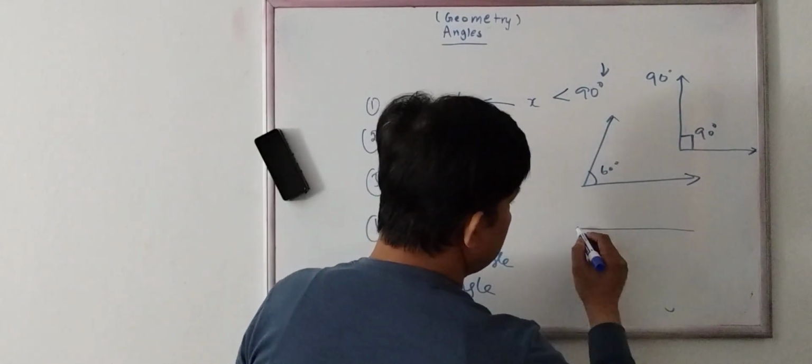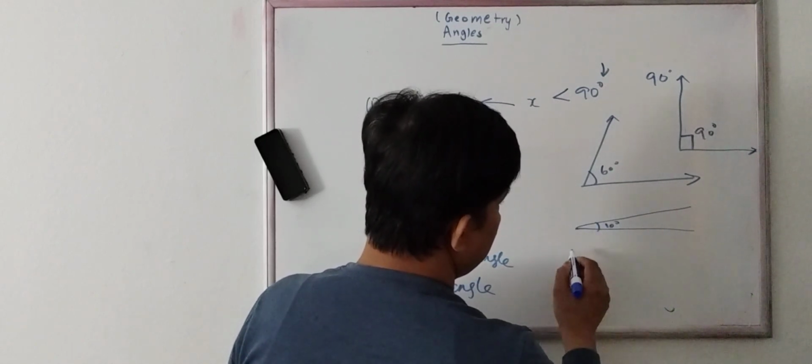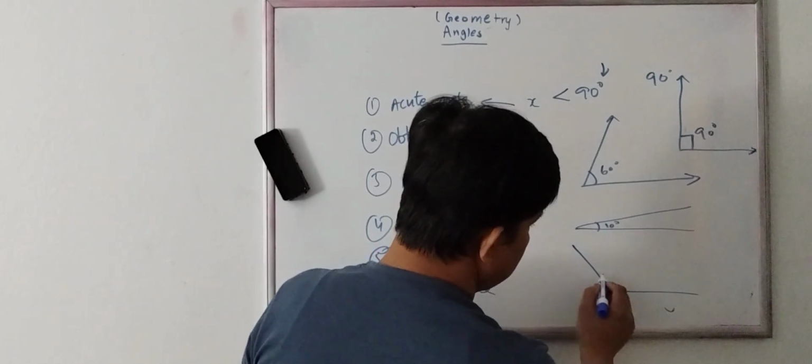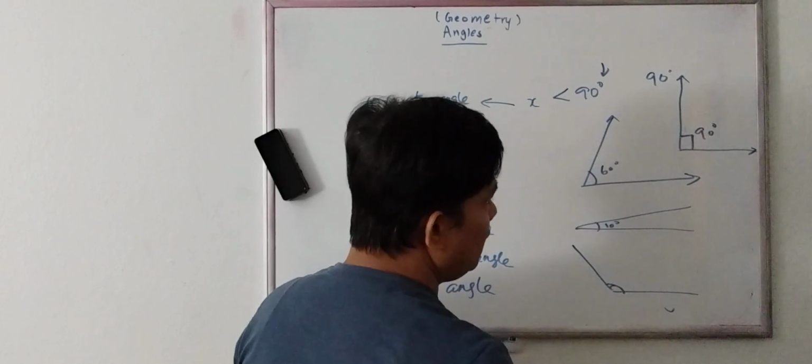Another can be like this. This is also, let's say 10 degrees. So this is also an acute angle. What if it goes like this? Is it an acute angle? No, because it's more than 90 degrees.